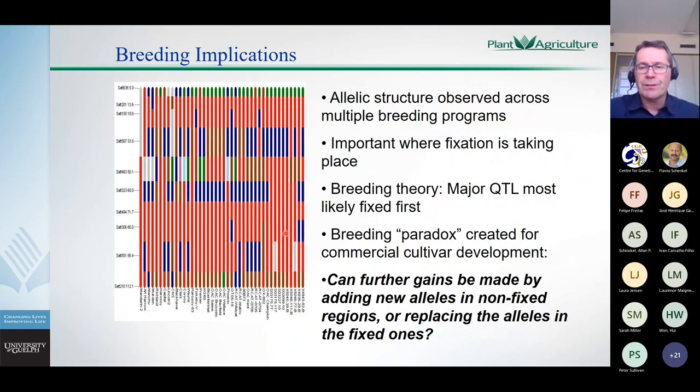It was important where the fixation of alleles had happened. In breeding theory, major QTLs were likely fixed first. If they were quite important for the performance of the cultivar, that's why they got fixed. And then there was a breeding paradox that was created for commercial cultivar development. Can further gains be made by adding new alleles to non-fixed regions or replacing the existing alleles in the fixed ones? So in other words, if something is a fixed region, is it going to be worse if we replace it with another novel allele that might actually be better than the fixed allele? We didn't know that. So that opened up a whole range of new questions, which led us to further expanding this line of research.